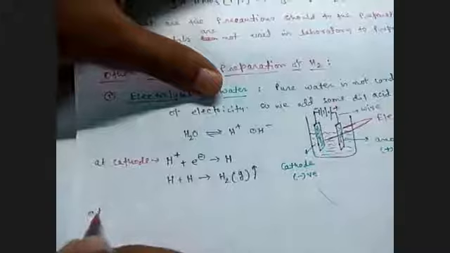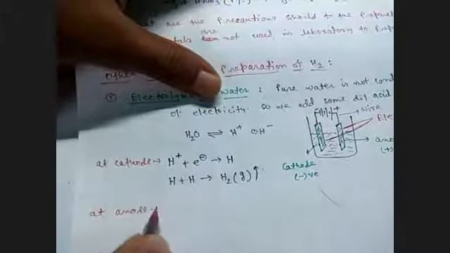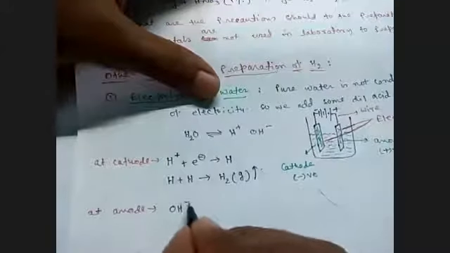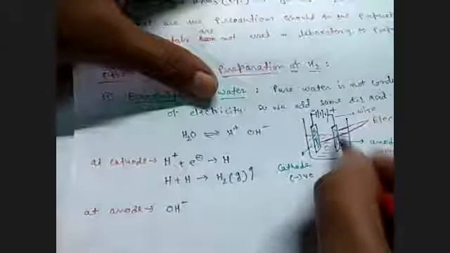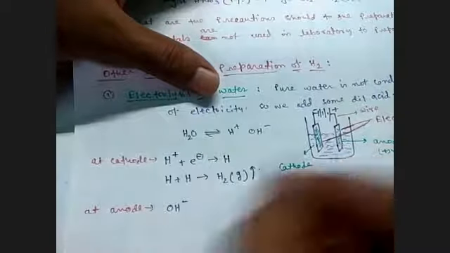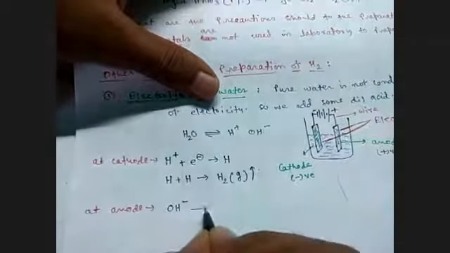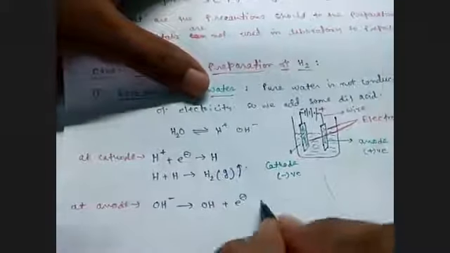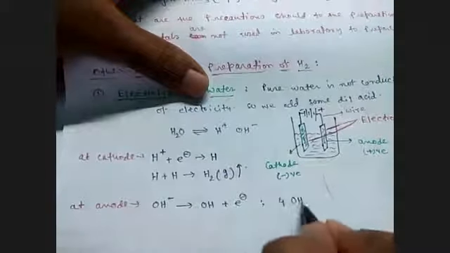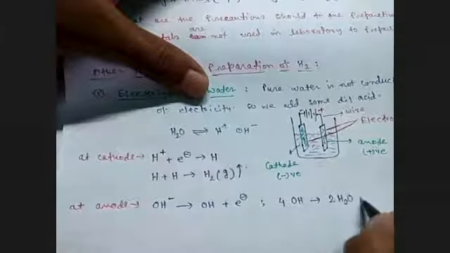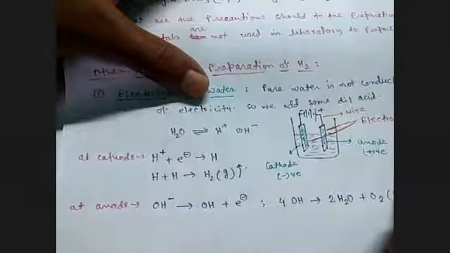Similarly, what happened at anode? OH minus comes here. Anode is positive, so anode has the lesser density of electron. So OH minus will donate its electrons to the anode. So here OH and electron donated. After that, 4 OH join with each other to form 2H2O and oxygen gas.